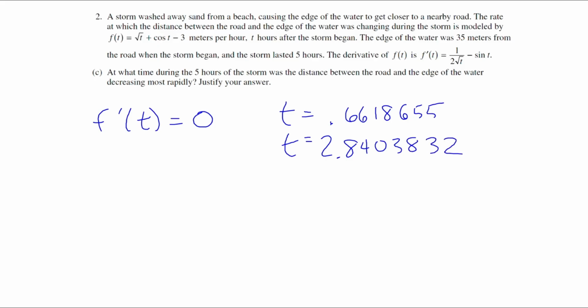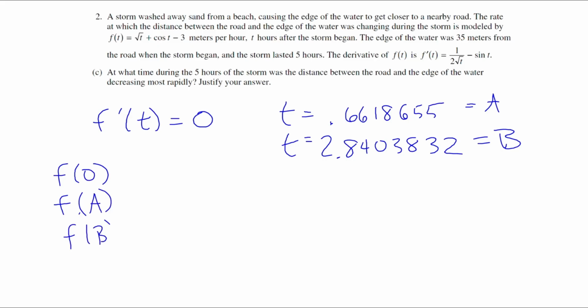And of course, we also know that on the closed interval from 0 to 5, we could also have a minimum at 0 and at 5. And so we're going to evaluate f of 0, f of, and I'm going to just call this a and this b just to make life easy so I don't have to rewrite those numbers. f of a, f of b, and f of 5. All right? So we'll just use our calculator to do that.